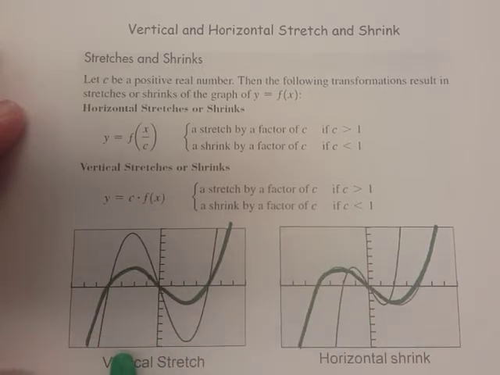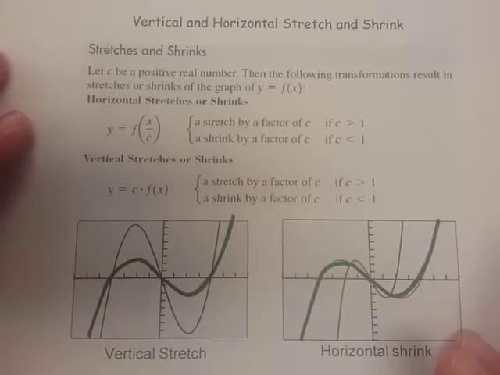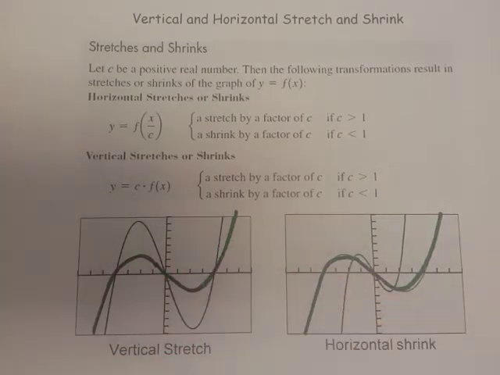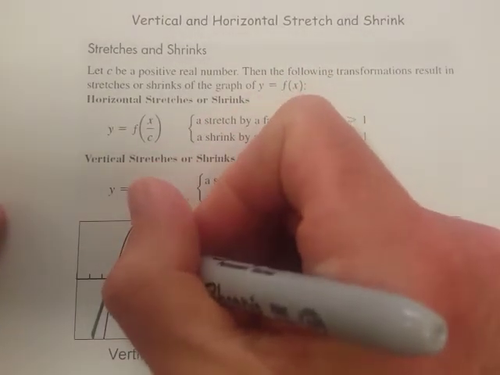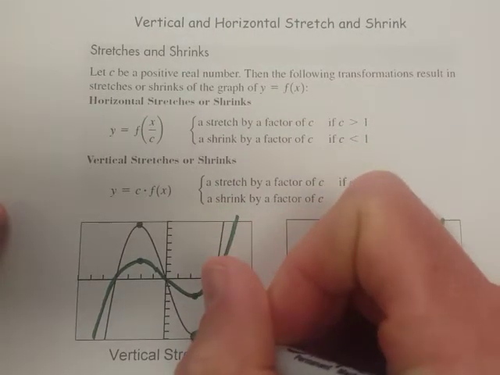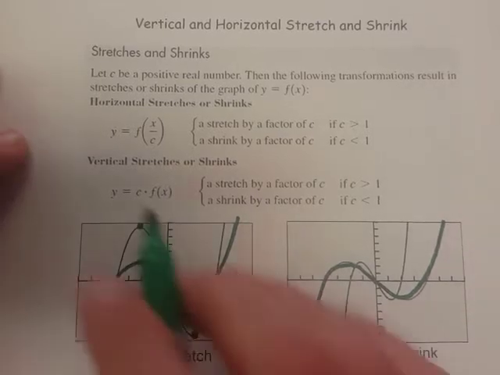Here's an example of a vertical stretch. The green one is my original, and as you can see, I am pulling that vertically. I'm stretching it out. So this point goes up to here, this point goes down to here. I'm stretching all those out vertically. I'm multiplying the y values so that they go taller, skinnier in that case.